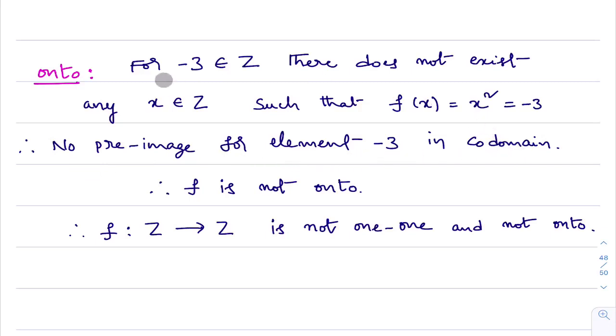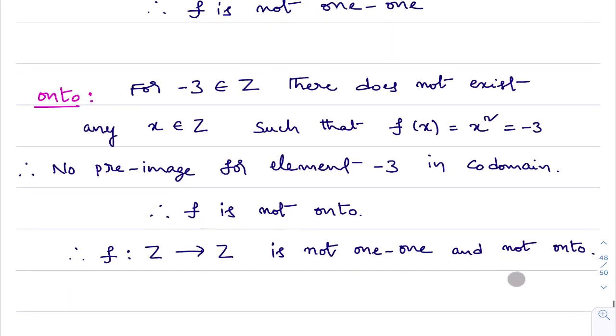Not only for minus 3. If you take any negative integer, all the negative integers don't have any preimage. But as per the definition, for every element in the codomain set, there exists at least one preimage in the domain set. Then only we say the function is onto. Here I took one example, minus 3 in the codomain. There is no preimage for minus 3 in the domain set. Therefore, the function is not onto. Therefore, for f from Z to Z, we came to know this function is not 1-1 and not onto.